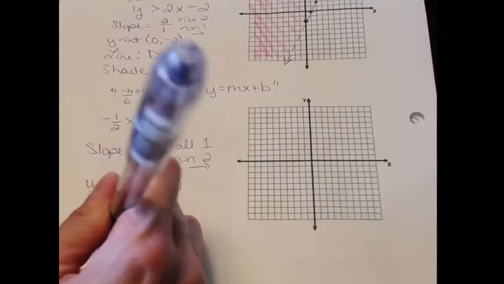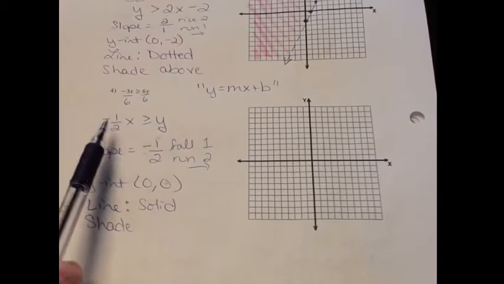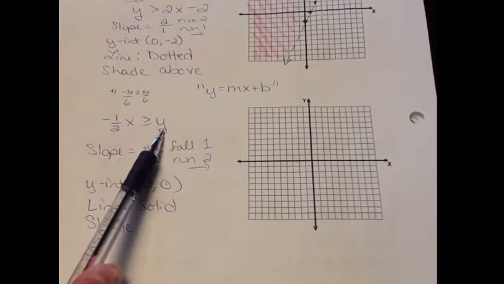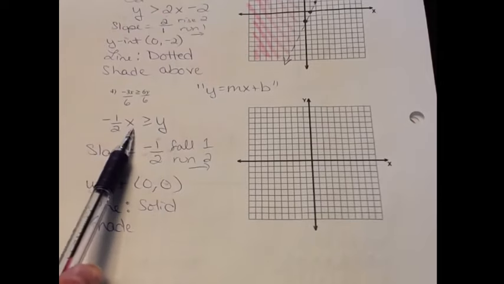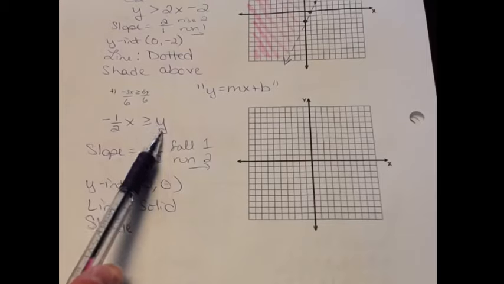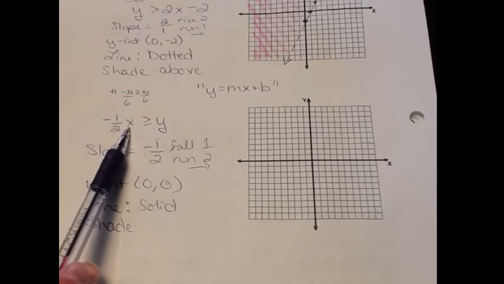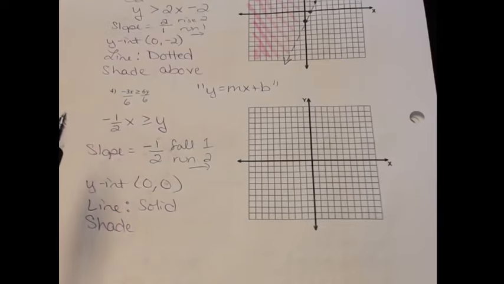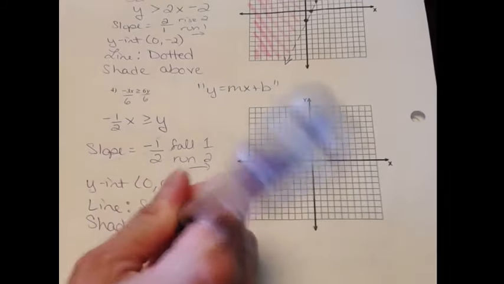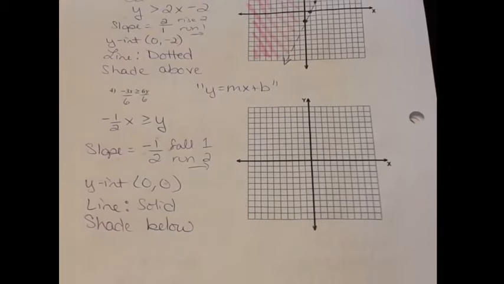Now, let's talk about shading. If we read this from left to right, this reads -1/2 x is greater than or equal to y. So because -1/2 x is greater than or equal to y, let's read it the reverse. That means y is less than or equal to -1/2 x. So Christina, Alyssa, Brittany, beautiful. You are going to shade below. Very nice. Let's put all this together.